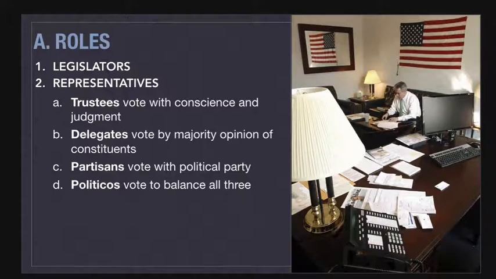And then the last one are those that are labeled as politicos. These are the ones that attempt to balance all three roles. It's a very difficult job to do because you're never going to make any group happy by trying to take little bits and pieces from all three, but there are some that do try to do that. And I'll let you evaluate on your own what you think is the best route for each of our representatives, and if you were to be in Congress, what you think would be the best approach.